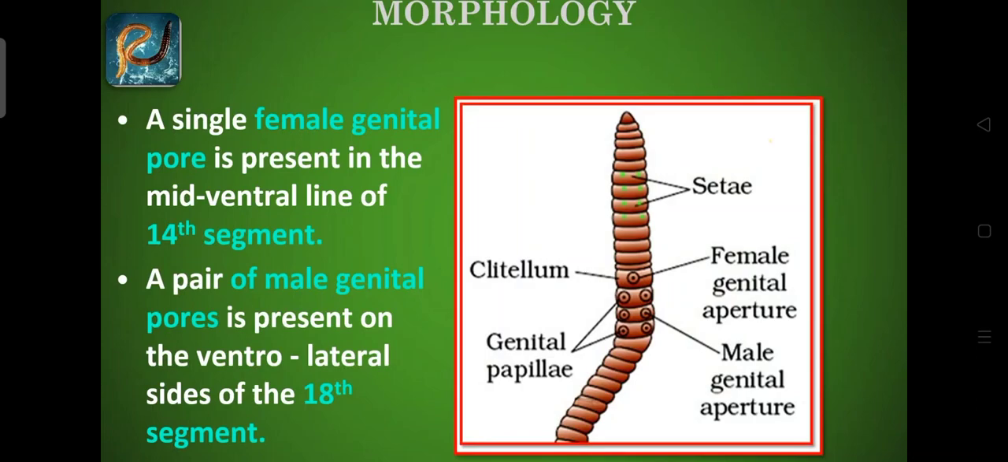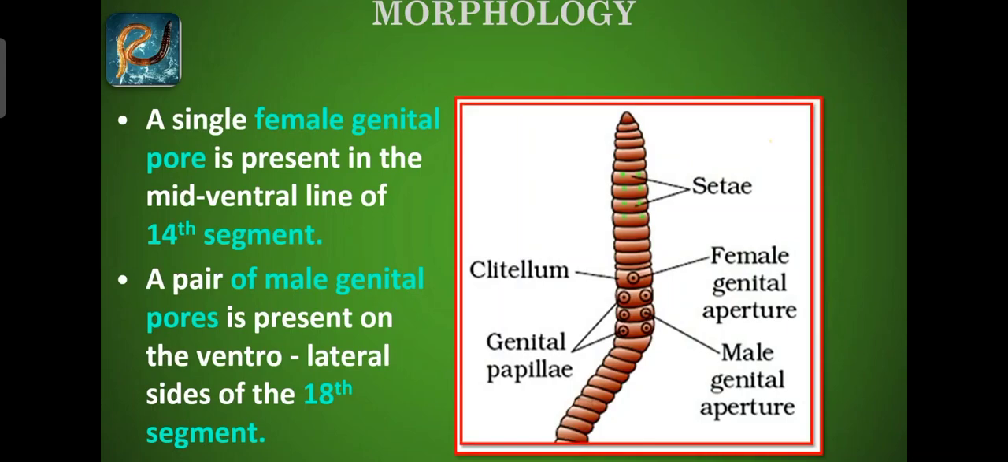Clear? Then, see on the 18th segment, a pair of male genital pores is present on the ventrolateral sides of the 18th segment. On the 18th segment, the male genital pore is present, and that is present on the lateral side. It is not in the center, but it is present on the lateral side. That is the male genital pore. So the female genital pore is present on the 14th segment and the male genital pore is present on the 18th segment.